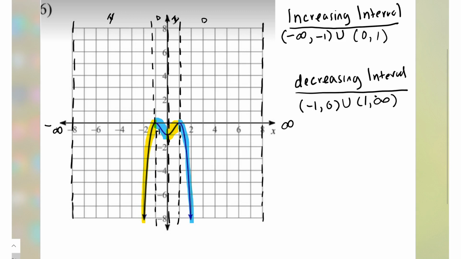Okay? So now we've got to find our local max and our local min. So our local max will be -1, 0. Another local max is going to be 1, 0. Actually, it will be absolute max since that's the highest point there. And then our local min is going to be 0, negative 1.